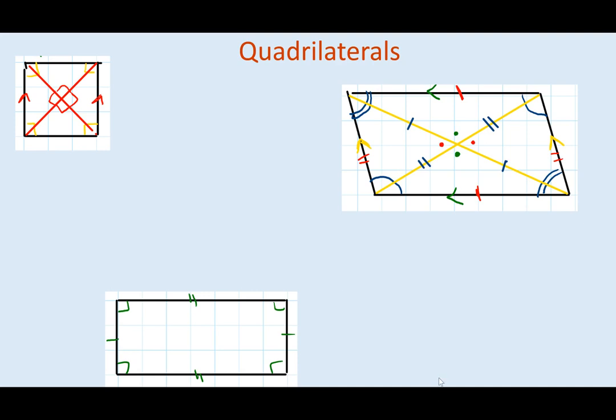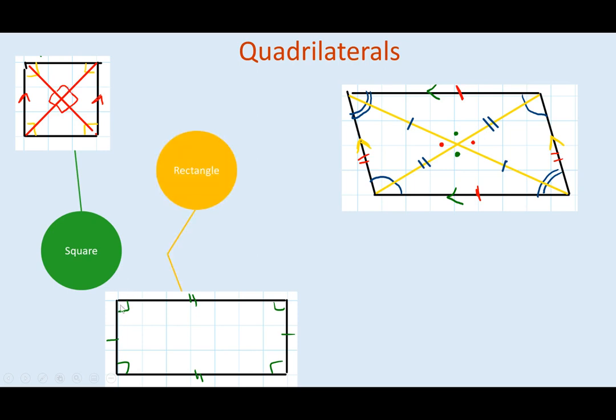Quadrilaterals are four-sided figures, and they come in many different forms. So the first one is a square, and in a square all the sides are of the same length. The opposite sides are parallel to each other. Four angles are right angles, which are 90 degrees, and the diagonals, the two lines that join corner to corner, bisect each other, meaning this length is equal to this length, and this length is equal to this length. And in a square, they make four right angles.